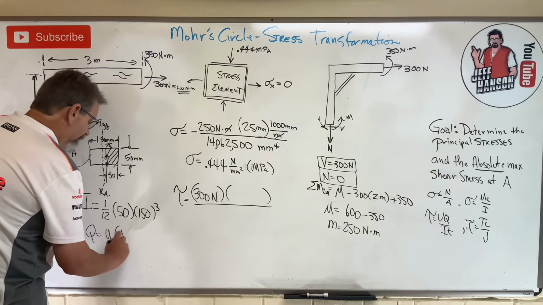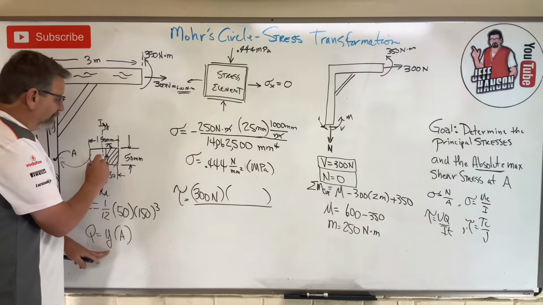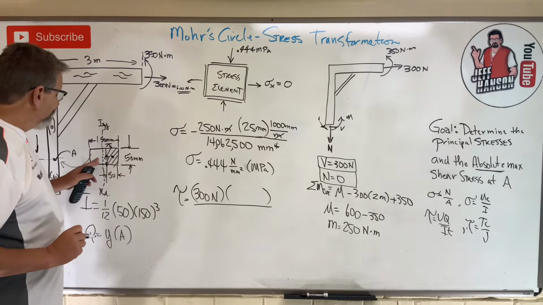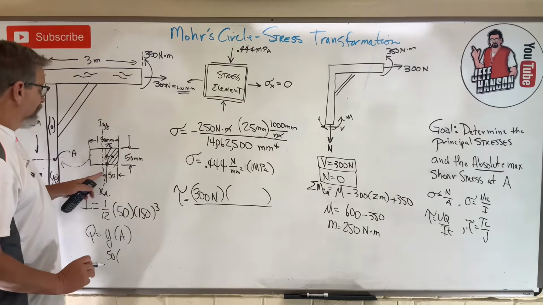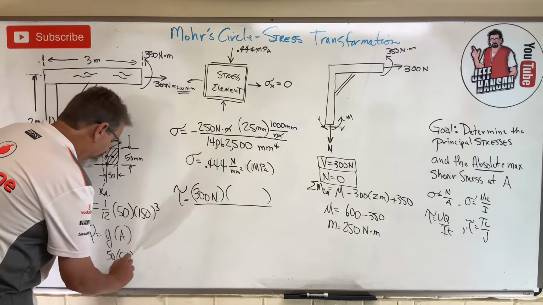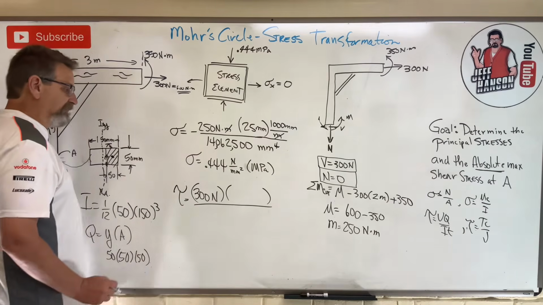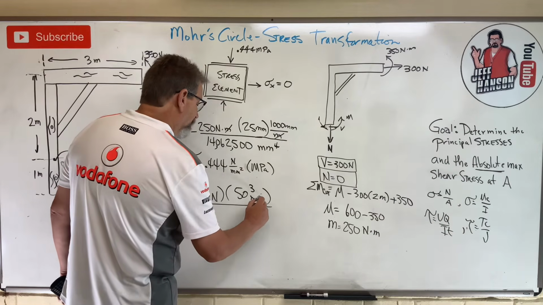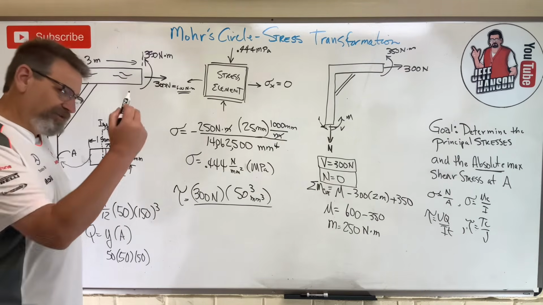Y bar times A, okay? And Y bar is the distance from the neutral axis to the centroid of that area there. Well, from the neutral axis to the centroid there, that's 50, isn't it? Times that area there, which is 50 by 50, isn't it? So it's 50 times 50 times 50. Okay? So Q is 50 cubed, millimeters cubed. Are you with me on that? Did you get it? All right.